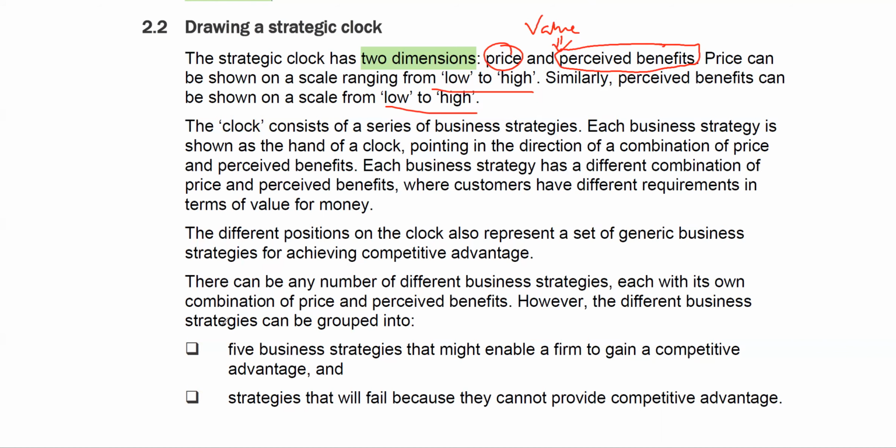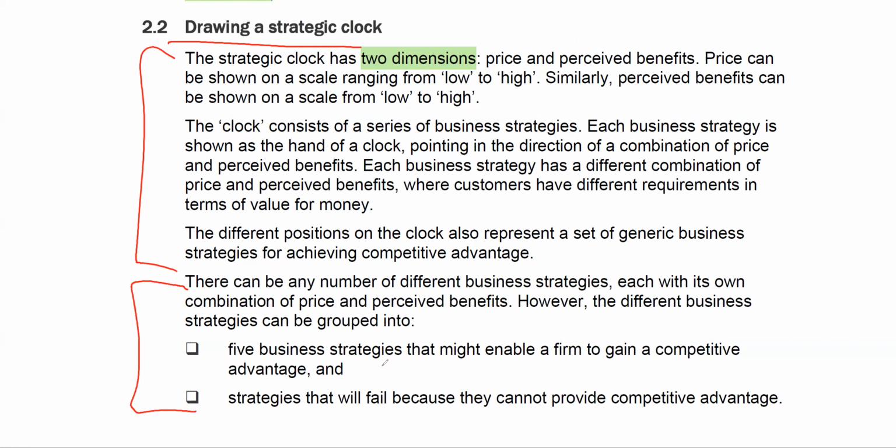However, the different business strategies can be grouped. If they ask you a question on the strategic clock, even if you draw, you still have to explain this, that it has 2 dimensions and all that. There are also different strategies: strategies that can be deemed successful, and strategies that can be deemed failure strategies. No matter what you do, these strategies are not going to be successful. They are strategies that will lead to failure.